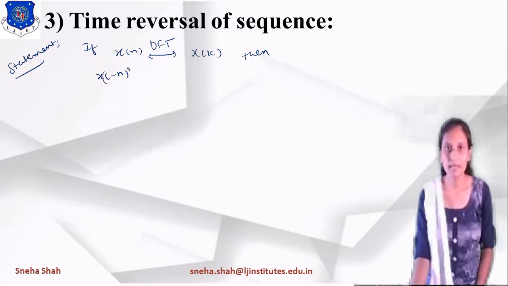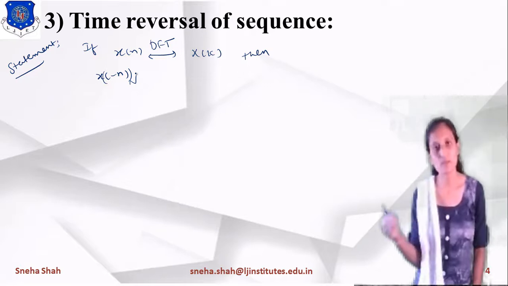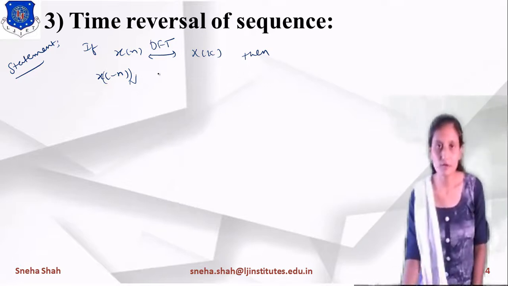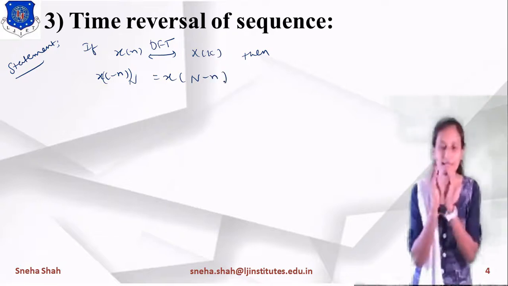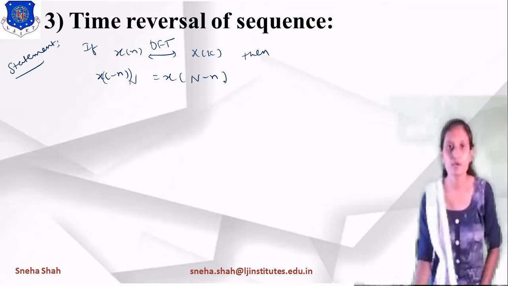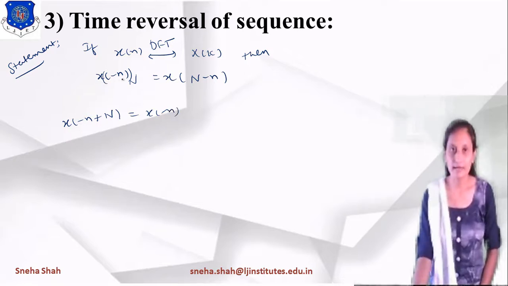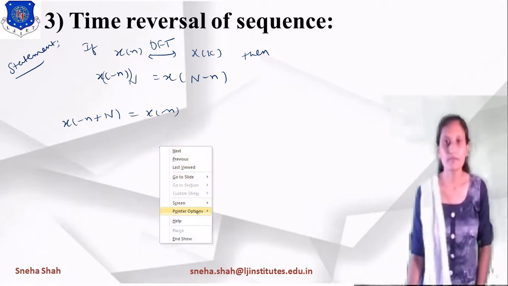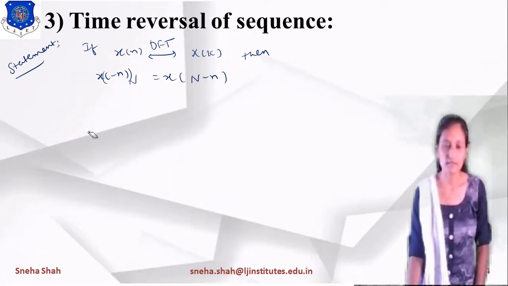x of minus n, and it will be in the circular form. So we are writing over here that after N number of samples, it will be in the repeating form. So this will also be represented as x of N minus n, because as you know, after N number of samples it will be the same. So if I am writing x of minus n, after N number of samples this will be the same as x of minus n, right? So over here, instead of x of minus n, we have taken x of capital N minus small n. So this way we can take the time reversal of an input sequence.